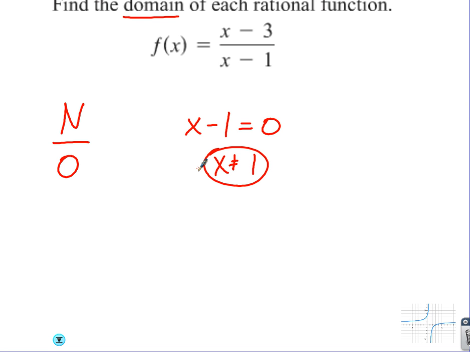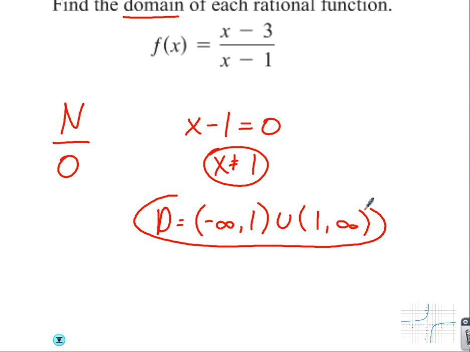The way that we had been writing the domain, it could be all values from negative infinity up to 1, but it cannot include 1. Or it could be all the values from 1 up to positive infinity, but again, it cannot include 1. So there's your domain. Either one of those would be fine for me. x can't be 1. You can either tell me what x can be or what x can't be. x can't be 1, so therefore it can be this stuff.